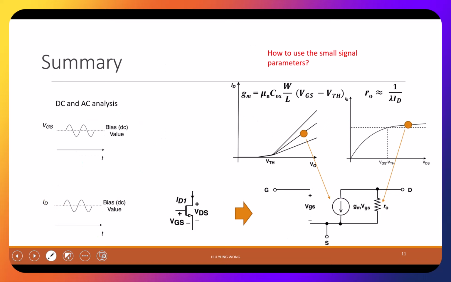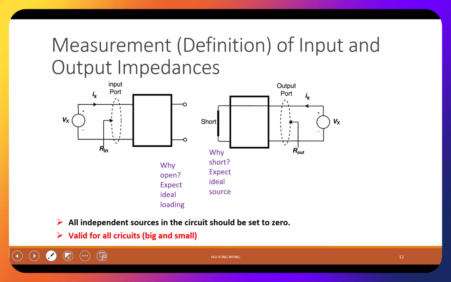Now, so that is the summary. Maybe no need to waste time to talk more, but here I told you how you get gm, how you get r_out. So this complicated nonlinear transistor becomes a linear subcircuit. A few things I want to mention also is how do you measure the input impedance of a circuit? This one can be 1 transistor, or it can be 1 trillion transistors. I want to find what is the input impedance.